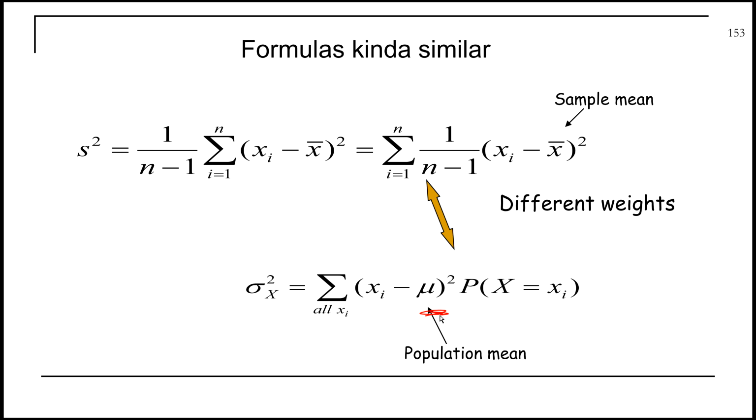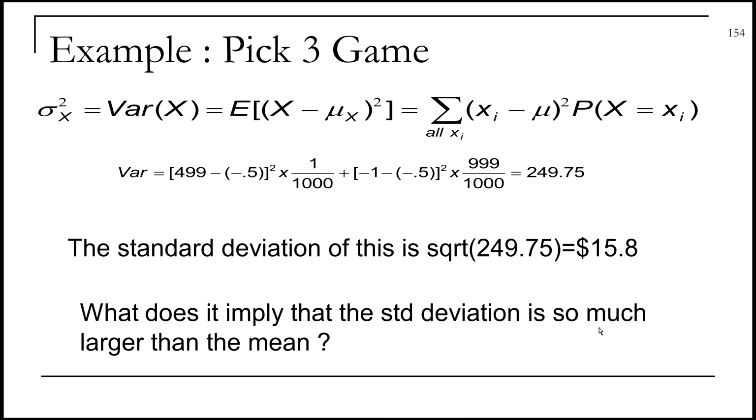And we don't have a 1 over n minus 1, we have probabilities. So it's a weighted sum of these deviations from the mean squared. Similar, yet different, still a pain to calculate. But it's the variance of a random variable.